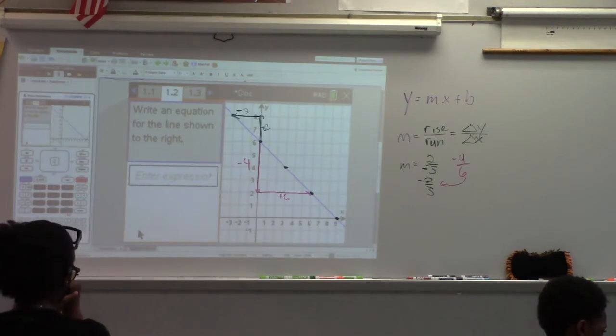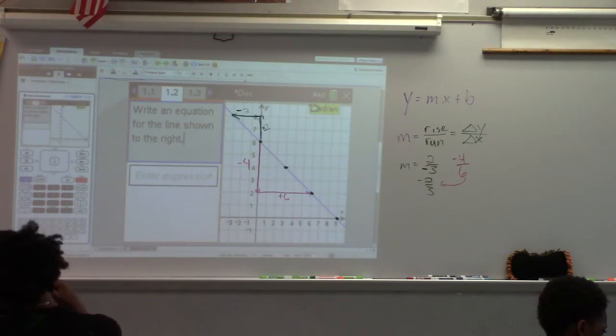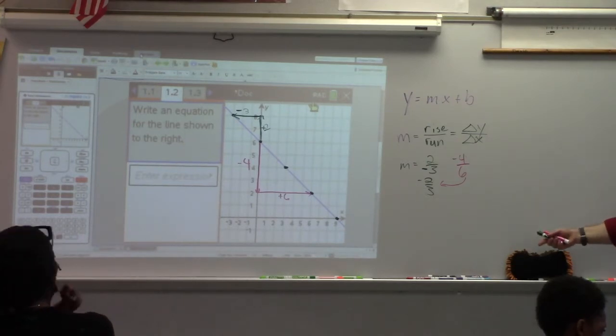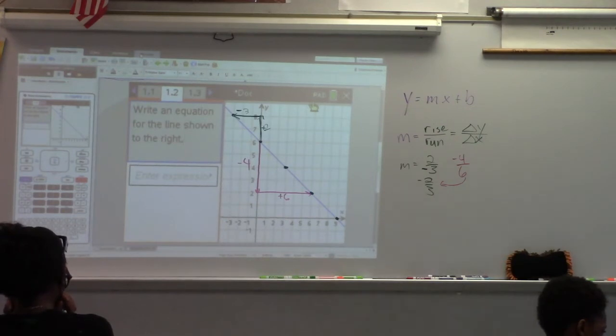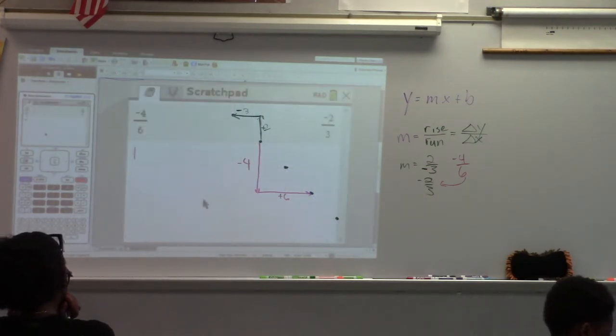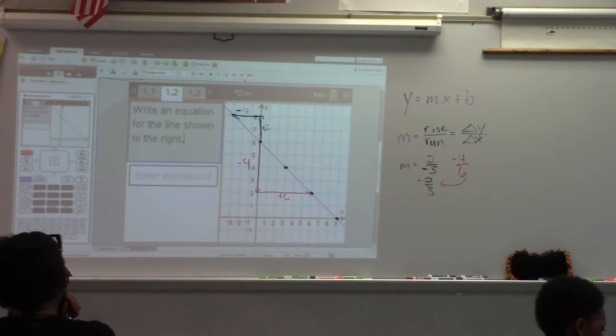Okay? Negative 4 divided by 6. Well, you don't have to simplify it by hand. Remember, that's what I just showed you on the calculator. The calculator did it for me. That's why I would recommend it. You go to the scratch pad, you type in negative 4 divided by 6, and the calculator does it for you. So if I ever want you to simplify it, you will have a calculator to simplify it for you.